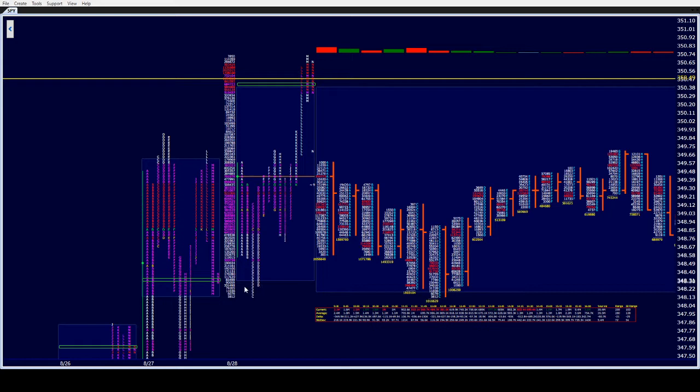D couldn't take out C's low. Was long a little more. Filled the single prints, and that was that. So that was a good trade.